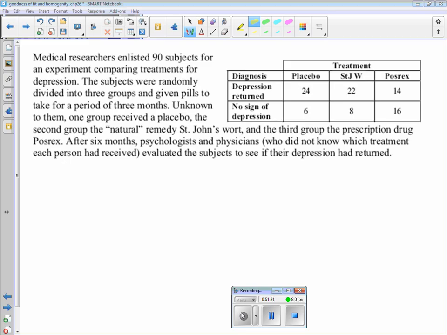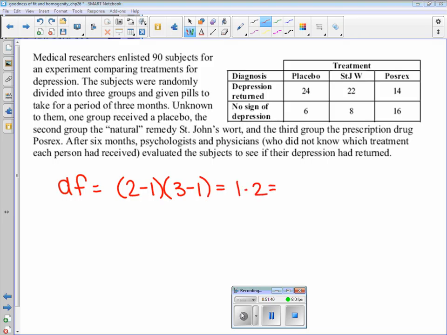So what's the degree of freedom? The number of rows minus 1 times the number of columns minus 1 is going to be 2 in this case, right? So that's something that you'll have to calculate with a homogeneity scenario.